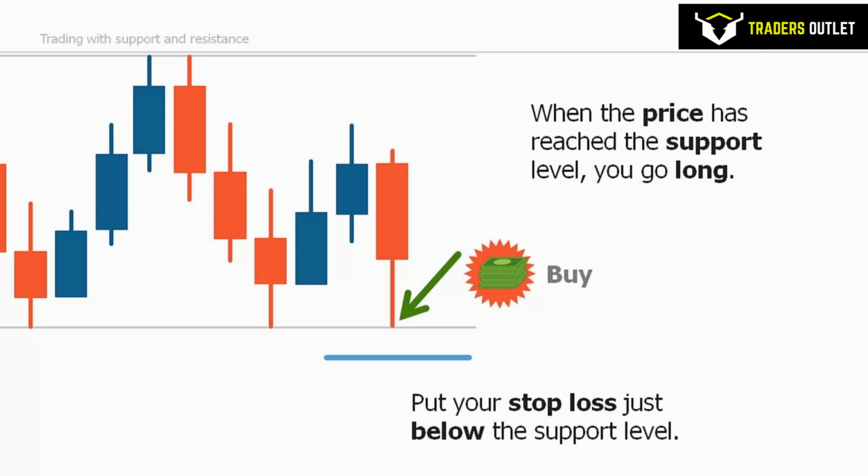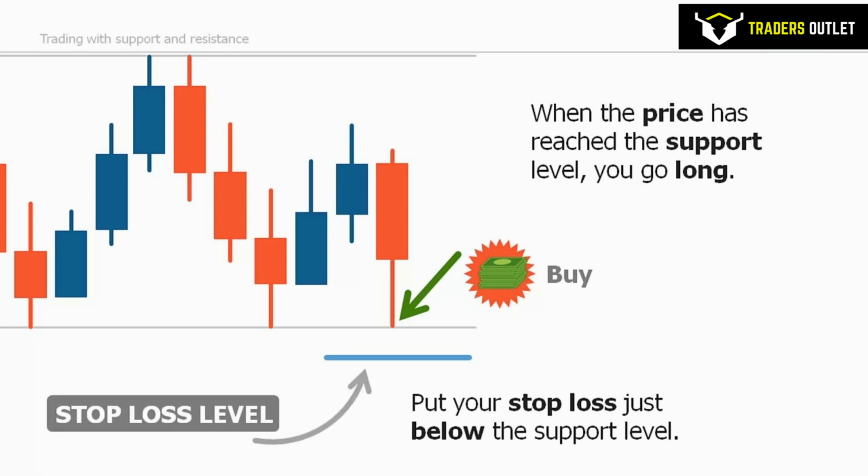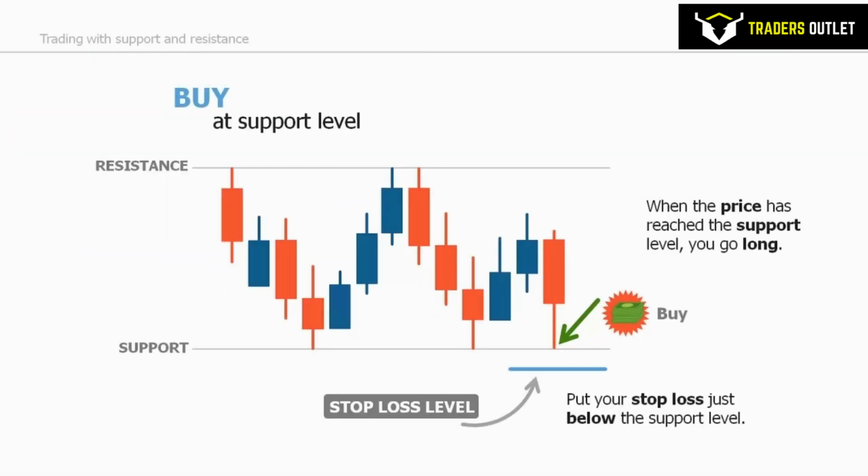Be careful when placing your stop loss. You do not want to set your stop loss too far above the resistance or below support, but you do not want to set your stop loss too tightly either. You may need to give some room for a false breakout. But what is a false breakout?